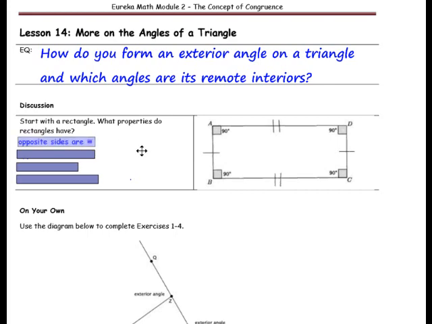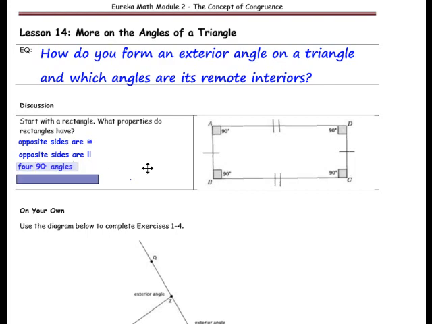We know that opposite sides are congruent, and we have one mark on the left and one mark on the right showing that these two sides are congruent, and then 2 marks on this horizontal segment and 2 marks on this horizontal segment showing that they are congruent to each other. We know that opposite sides are congruent. We also know that opposite sides are parallel to each other, so the 2 vertical sides are parallel lines and the 2 horizontal are parallel lines.